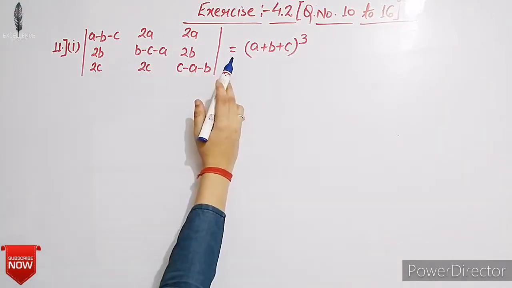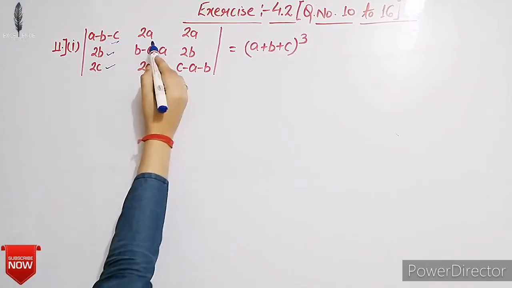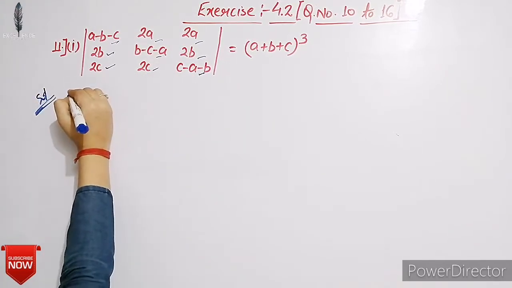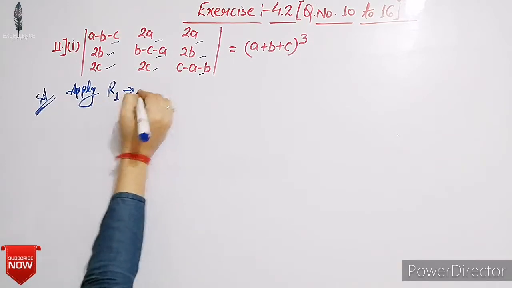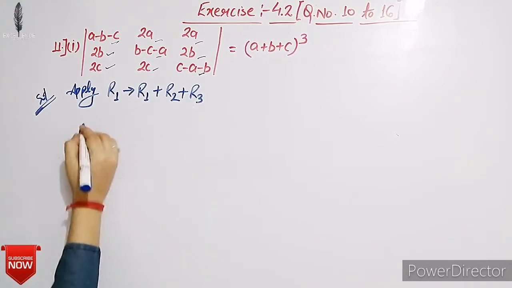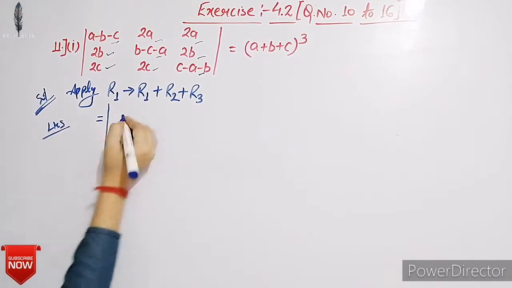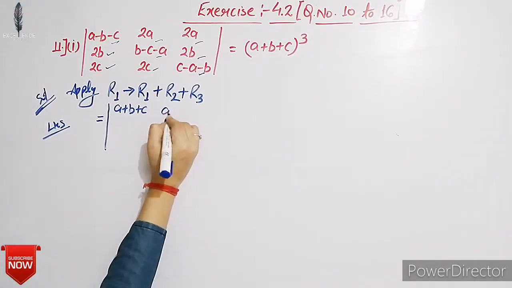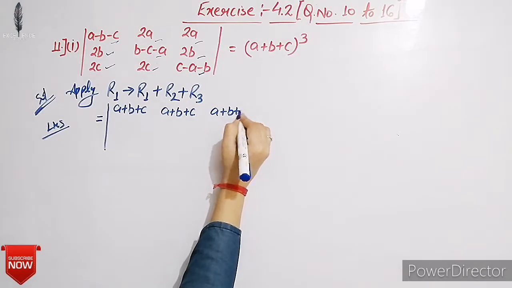Let's see the next question number 11, part first. Here we have to prove that this is equals to a plus b plus c whole cube. If we add these values, then we get a plus b plus c in R1. Same for all. So applying the operation R1 is such that R1 plus R2 plus R3. Then we get it is equals to R1 becomes a plus b plus c. Here also a plus b plus c and here also a plus b plus c.